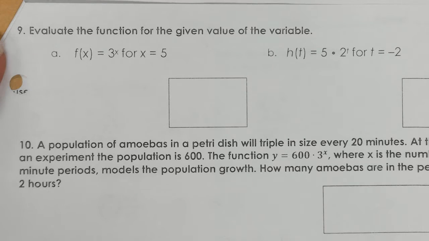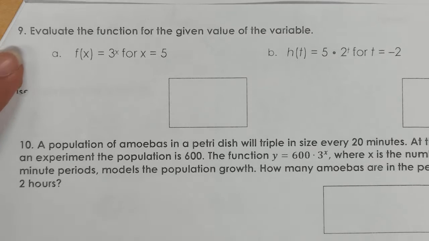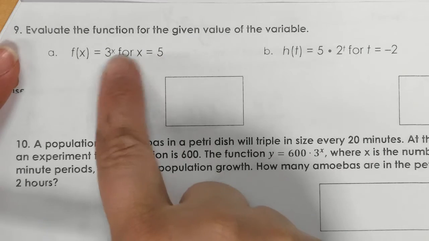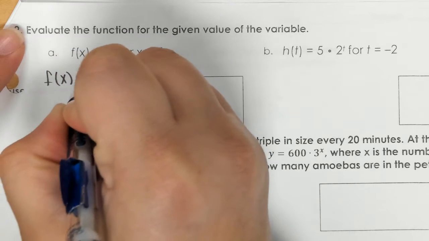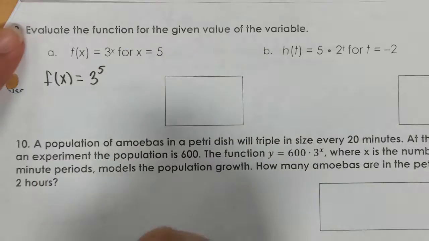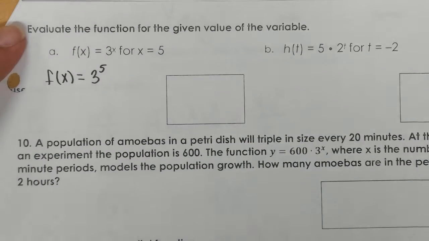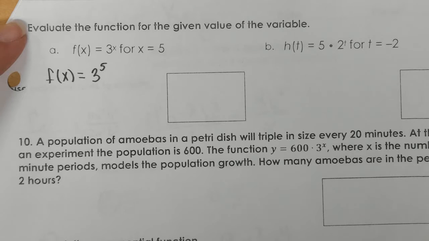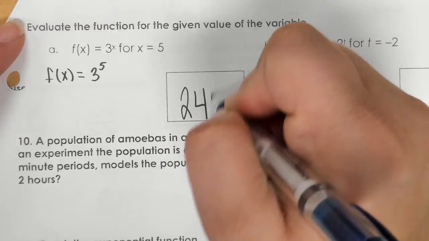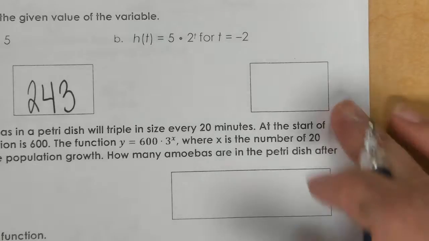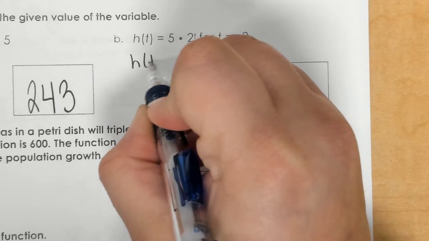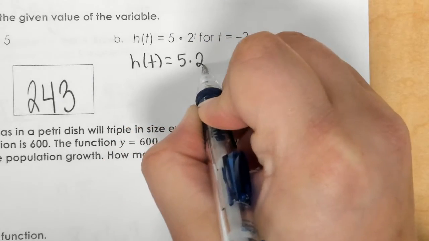For number 9, evaluate the function for the given value of the variable. So for this one, I need to take the 5 and plug it in for this x right here. So I'm going to say f of x equals 3 to the 5th power. And to evaluate that, you're saying 3 times 3 times 3 times 3 times 3, so 5 times. And we get 243.